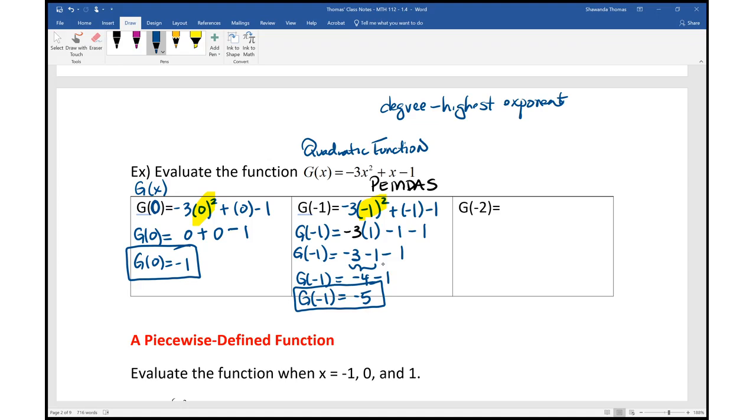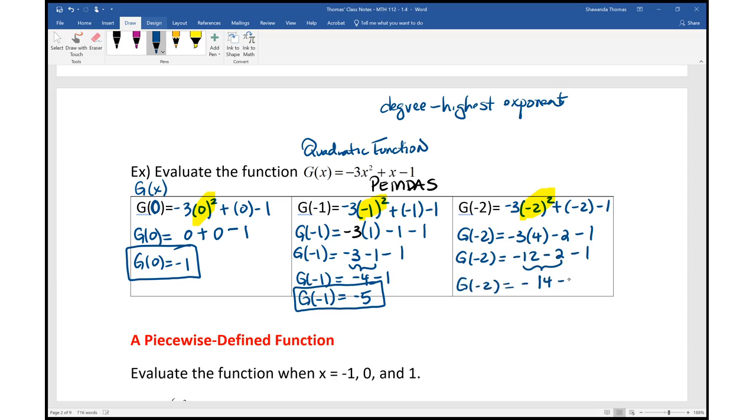G of negative 2 equals negative 3 times negative 2 squared plus negative 2 minus 1. Again, we need to do parentheses and exponents first, negative 2 squared. Therefore, we have negative 3 times positive 4 minus 2 minus 1. G of negative 2 equals negative 12 minus 2 minus 1. So that negative 12 minus 2 will give us negative 14 minus 1. Therefore, g of negative 2 equals negative 15.